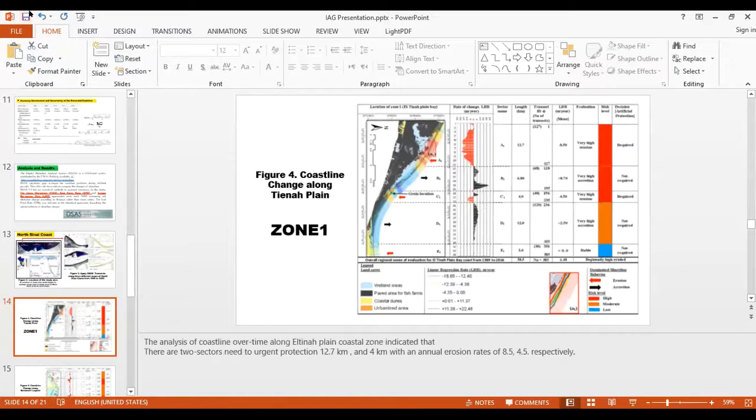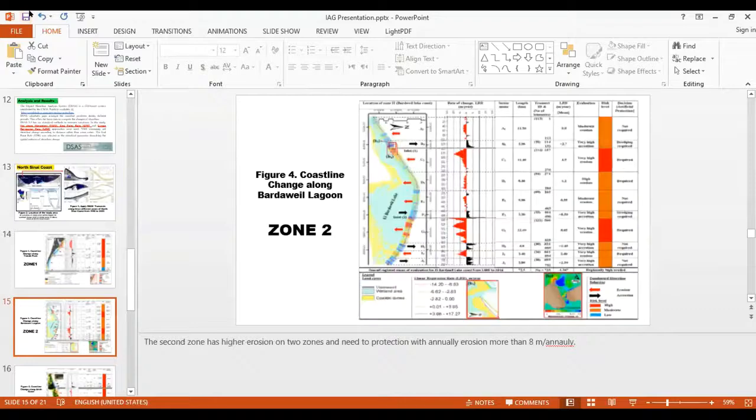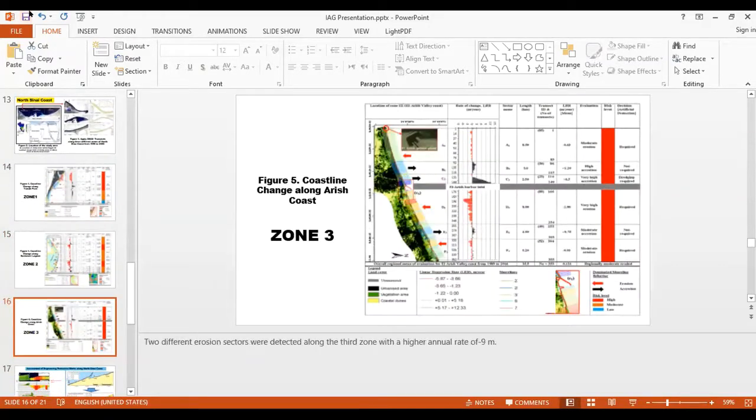The analyses of this North Sinai coast indicated that for the first zone, the Tina Plain coastal zone, there are two sectors that need urgent protection, 12.7 kilometers and 4 kilometers, with annual erosion rates of 8.5 and 4.4 meters respectively. For the second zone, the El Bardawil Lagoon coastal zone has higher erosion in two sectors that need protection, with annual erosion of more than 8 meters. As you see, DSAS can be used for managing coastal erosion along coasts and beaches, and it's recommended for assessing coastline changes over time.